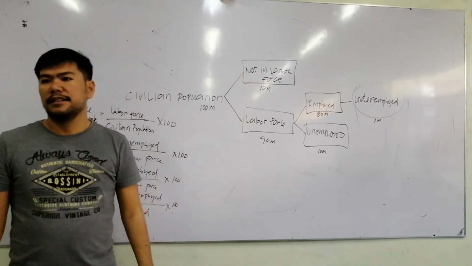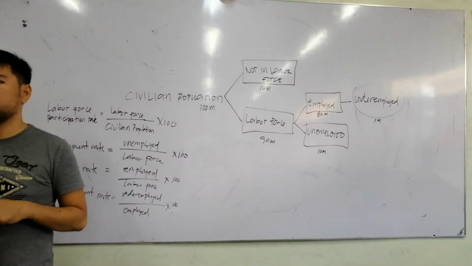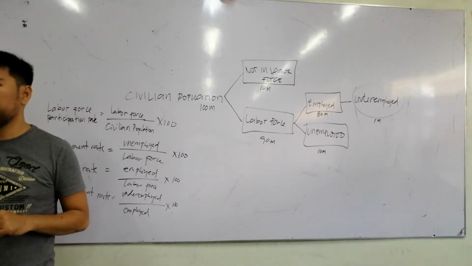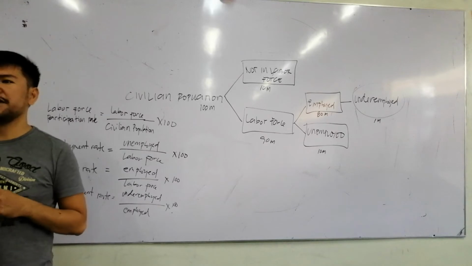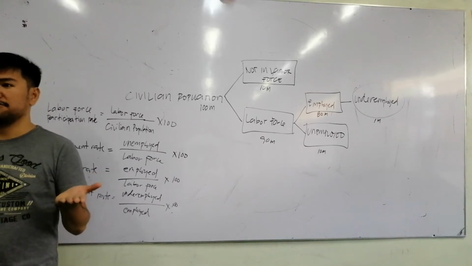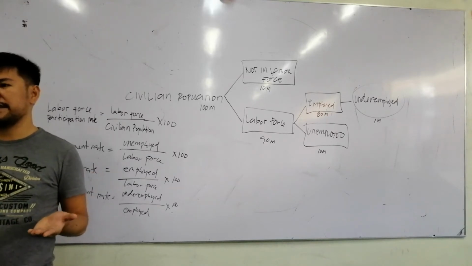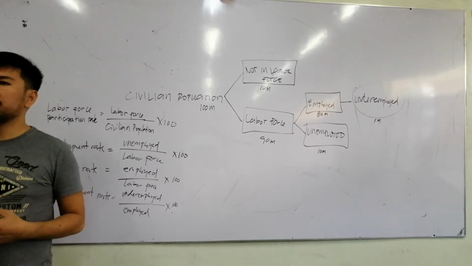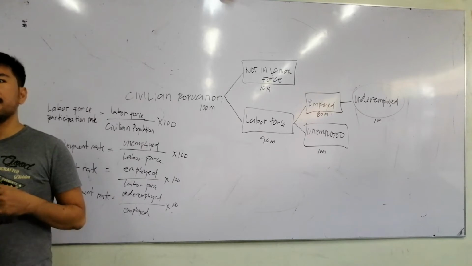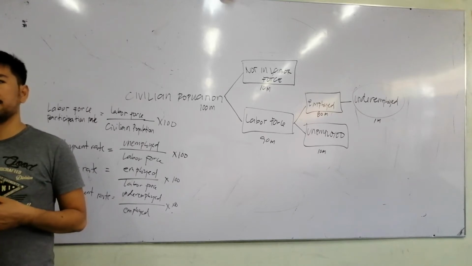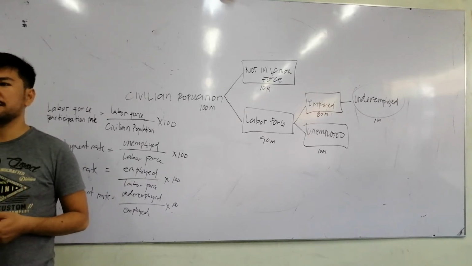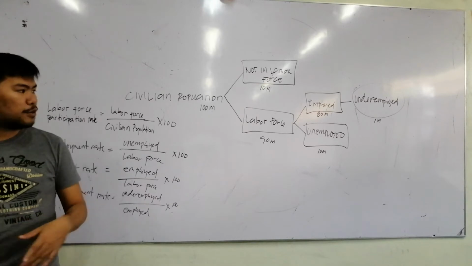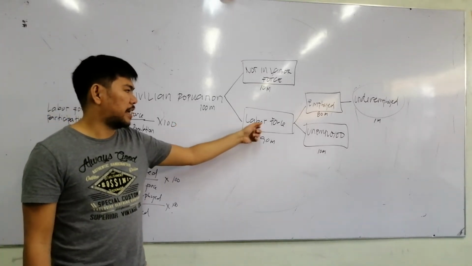Why? There are two main requisites for you to be part of the labor force. Number one, you should be at least 15 years old. Probably you're 16, 17, 18, you're above 15 years old. But the second requisite is actively searching for a job. Question, are you actively searching for a job? No. So, you don't belong here.